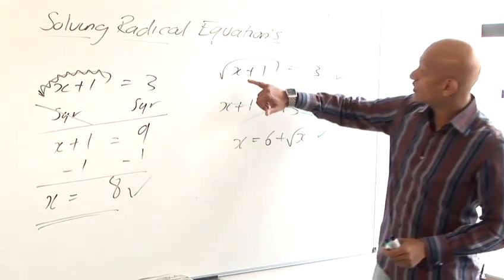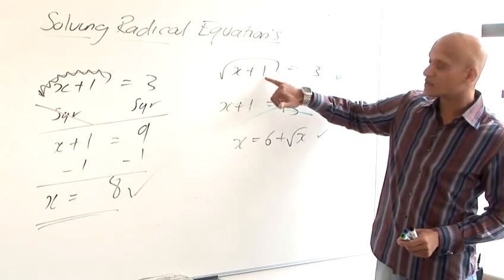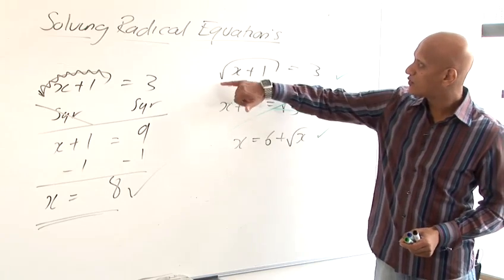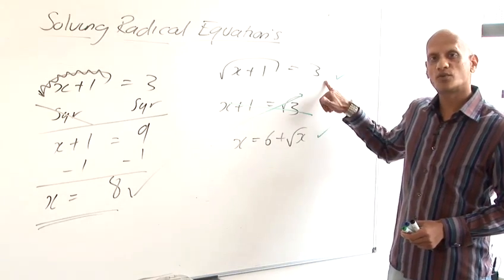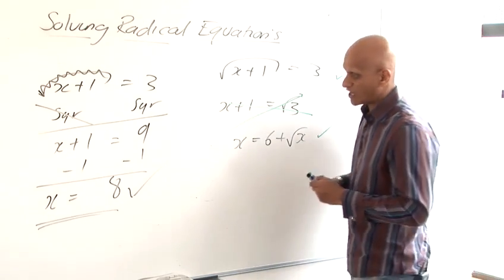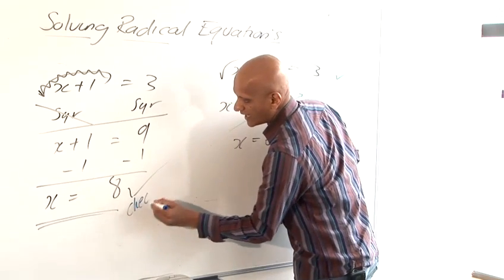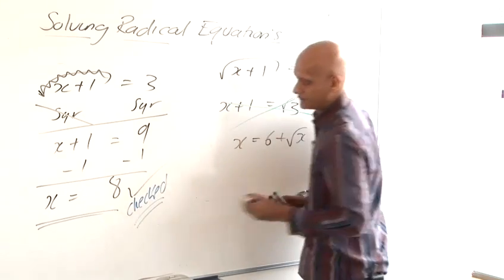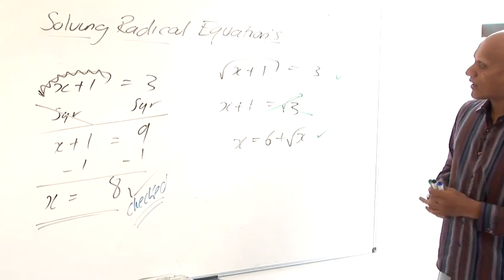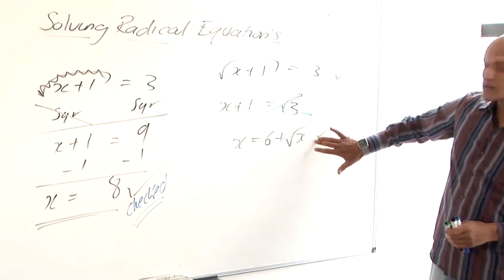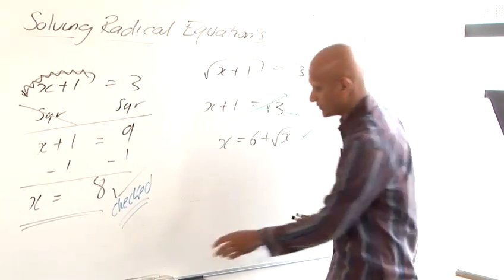So this 8, I'm going to put it back in the original equation. 8 plus 1 is 9. Square rooted is 3, which does equal 3. So now I know that this is checked, so I can put checked next to that. Okay, so we've done that one. Let's have a go at this one, a slightly more complicated example.